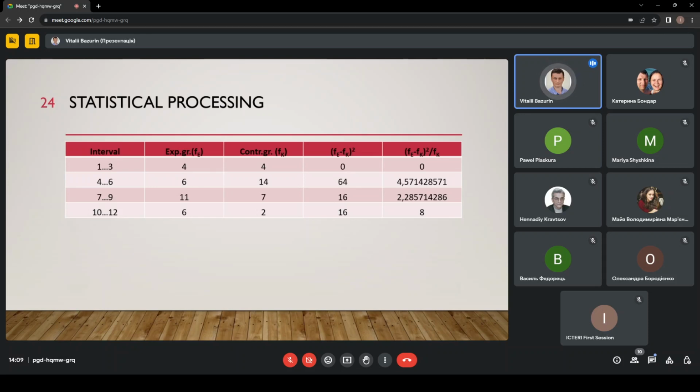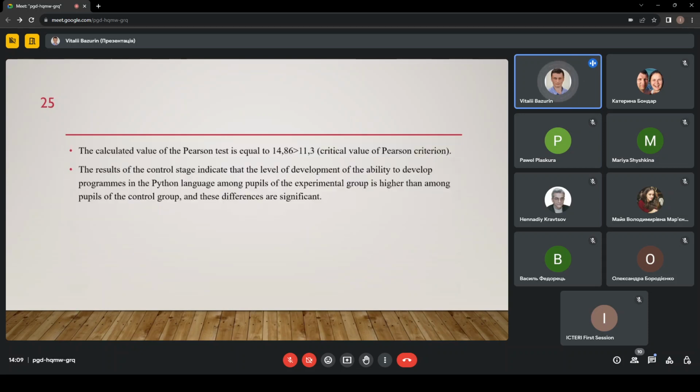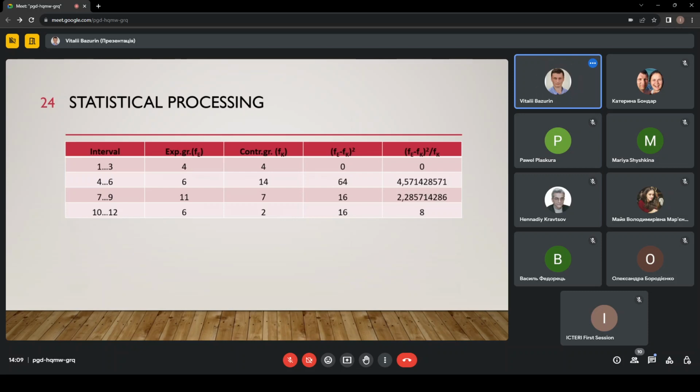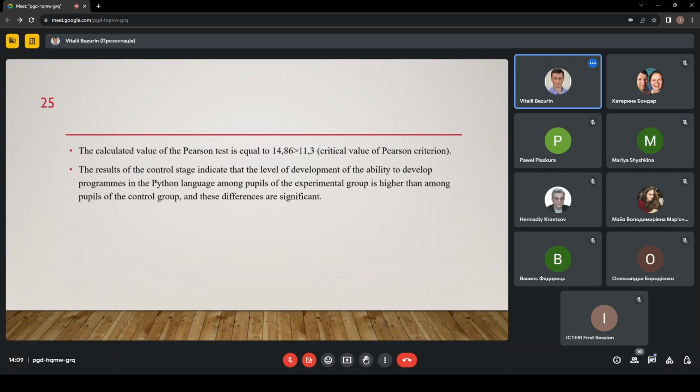The results of the control stage: the calculated value of the Pearson test is equal to 14 and bigger than the critical value of the Pearson criterion. The results of the control section indicate that the level of development of the ability to develop programs in the Python language among pupils of the experimental group is higher than among pupils of the control group, and these differences are significant.